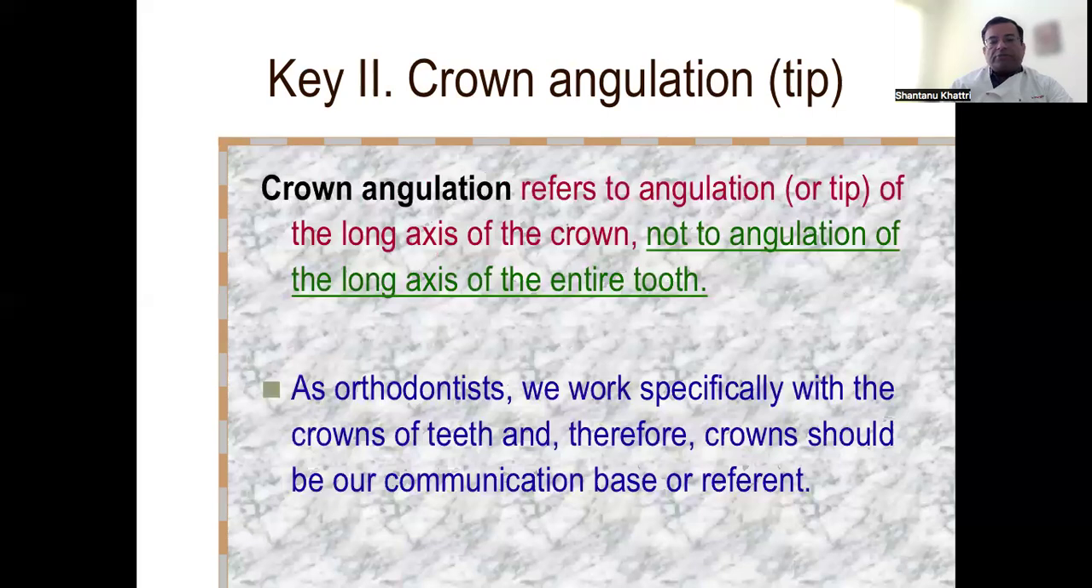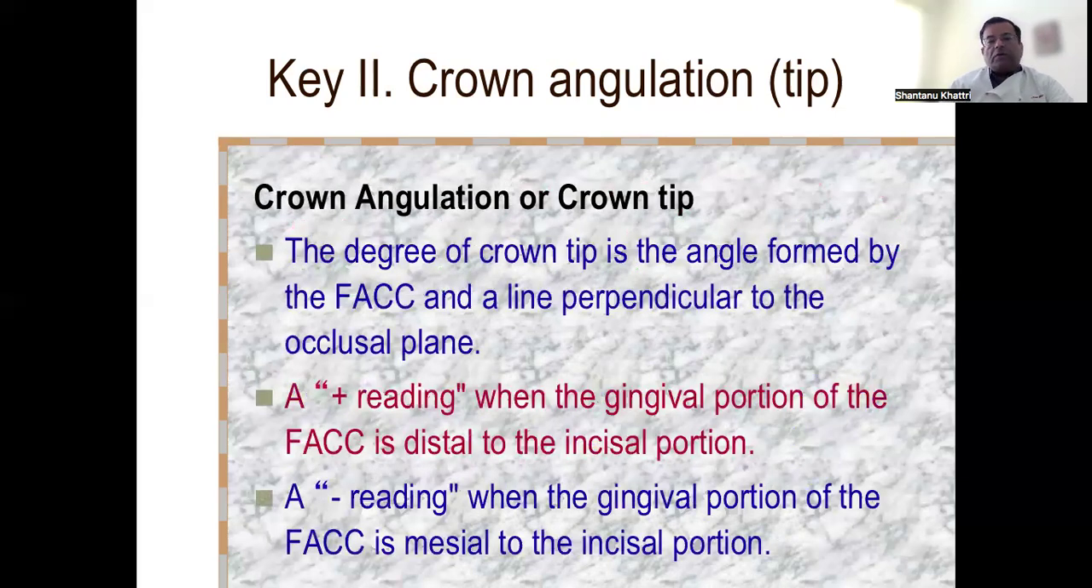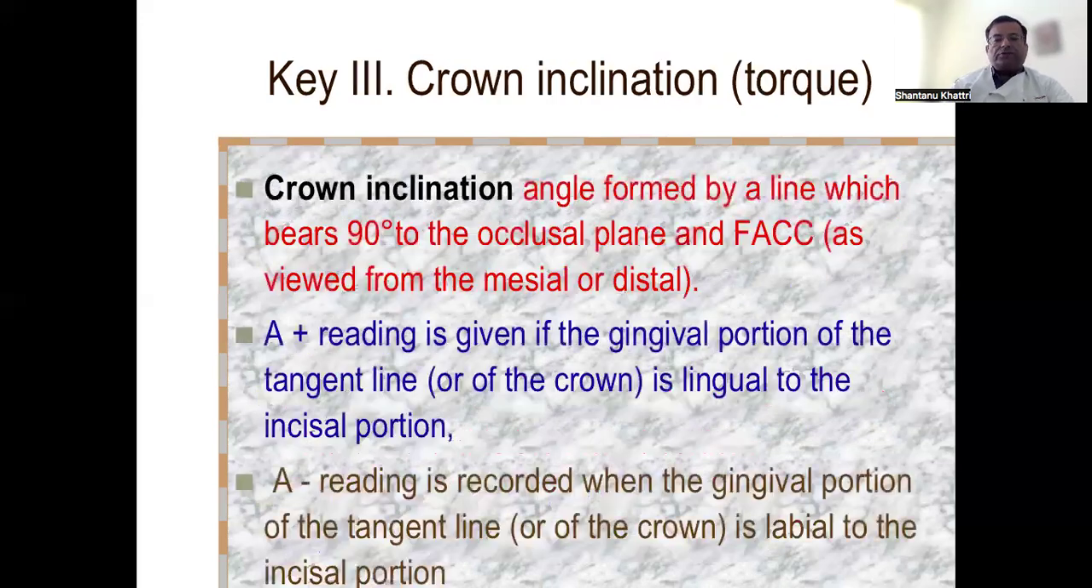It is not about the entire tooth, because these things come into aesthetic corrections also. So as orthodontists, we work specifically with the crowns of the teeth, and therefore the crown should be our communication base or reference. The crown angulation or tip, the degree of crown tip, is the angle formed by the FACC and the line perpendicular to the occlusal plane. A positive reading occurs when the gingival portion of the FACC is distal to the incisal portion. A negative reading occurs when the gingival portion of the FACC is mesial to the incisal portion.